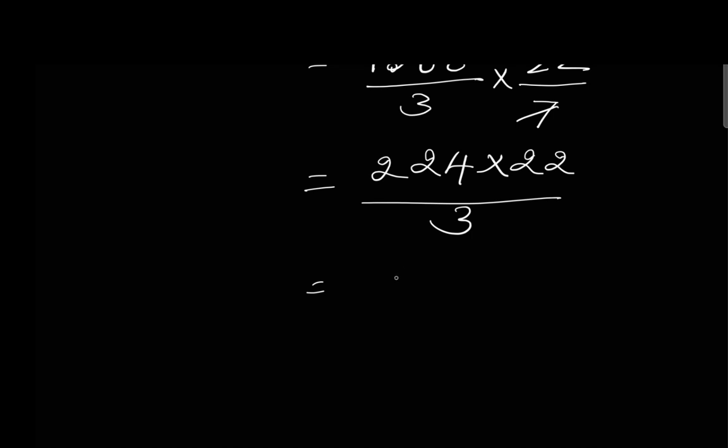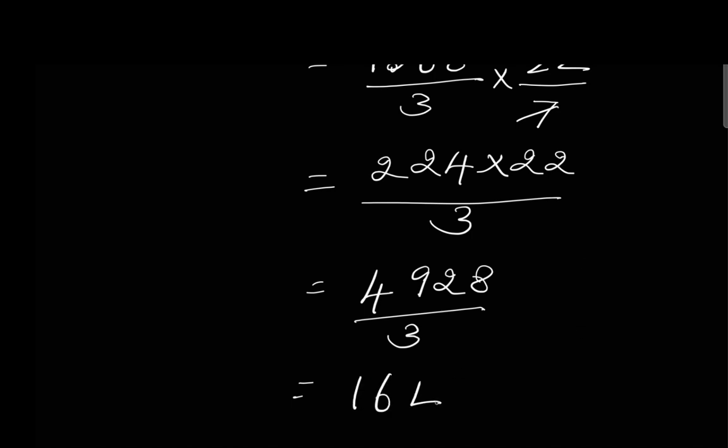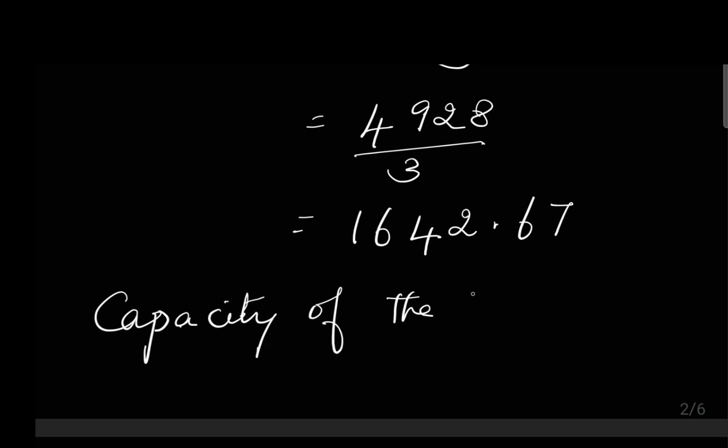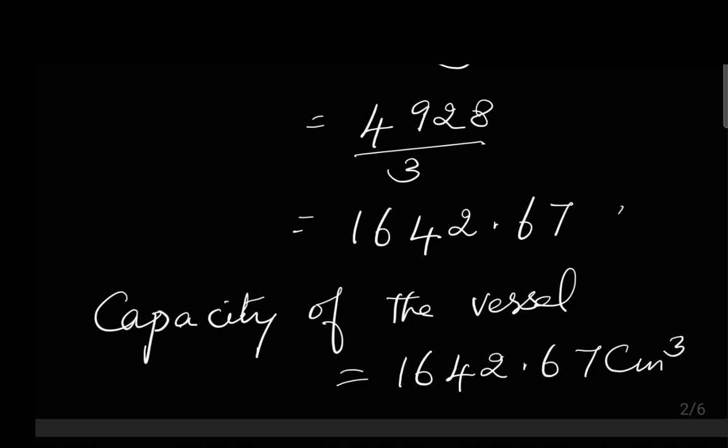So you multiply these two numbers, you will get 4928 divided by 3. So if you divide this number, you will get the answer 1642.67. So this is the volume of the vessel or capacity of the vessel is equal to 1642.67 centimeter cube. The unit is very important in mensuration, cube.